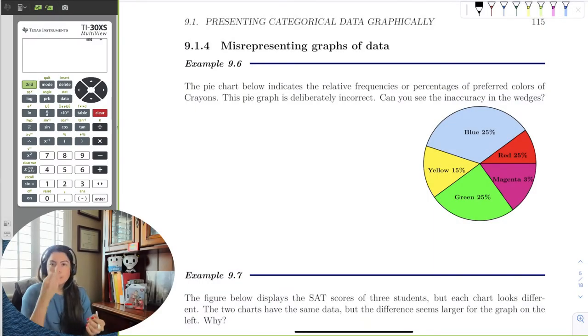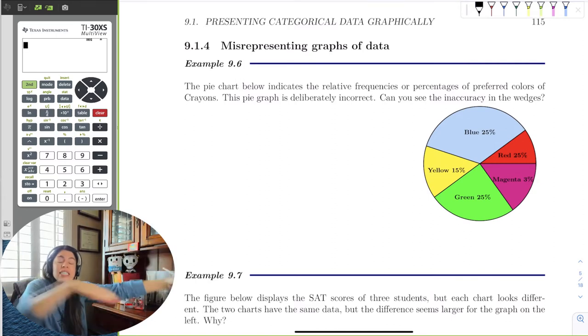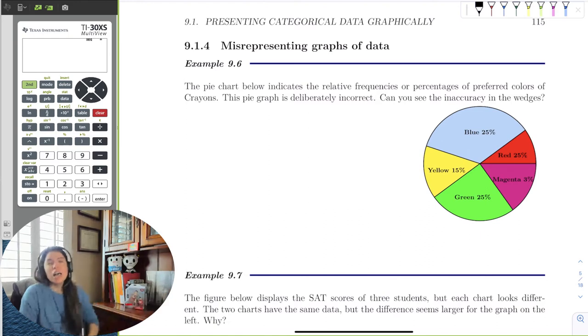So in this next part, we're going to talk about misrepresentations of data. This happens a lot, especially with fake news, marketing, and when you're walking around and see ads, anything that has statistics. The first example I have is a pie chart, and there are so many things wrong with this, but can you list a few?